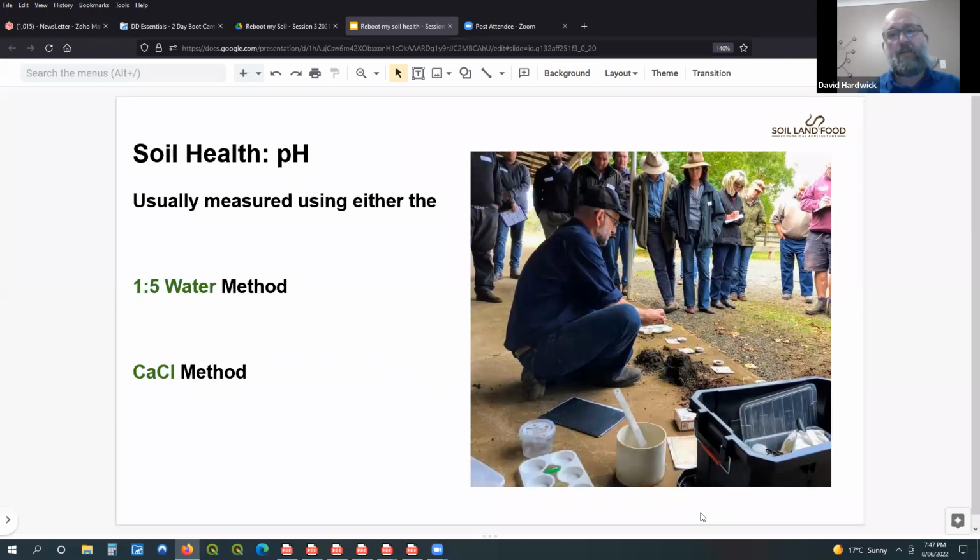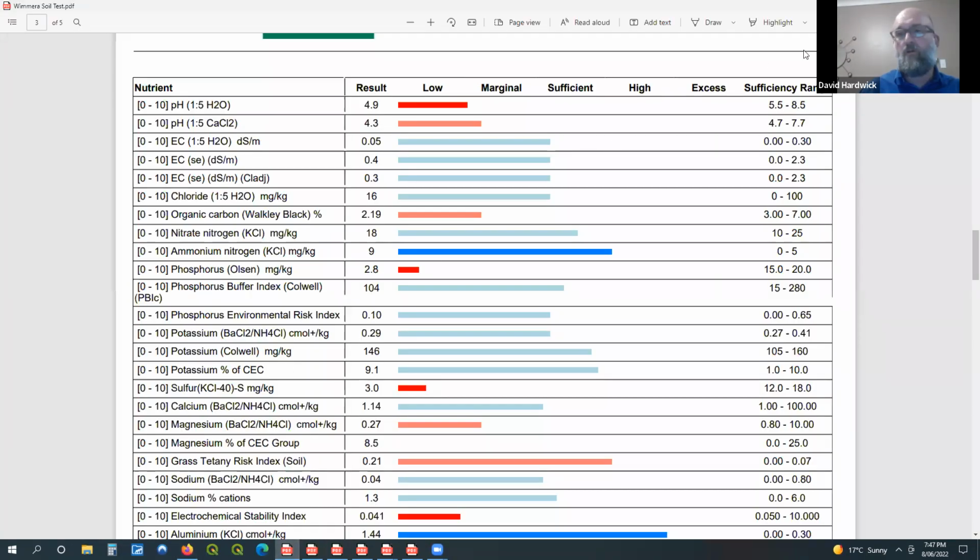And you can see me here doing a pH demonstration for some graziers in New South Wales. I'm using a field kit for pH, which is kind of similar to the 1 to 5 water method. So that's on the soil test. You're going to get either of those methods. If I have a look at a soil test, I'll just pull one up. Let's get one out of the Victorian cropping paddock.